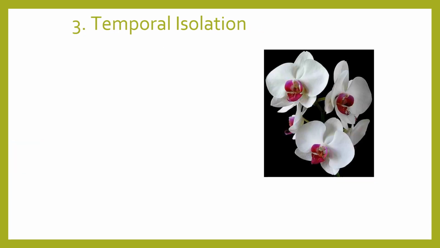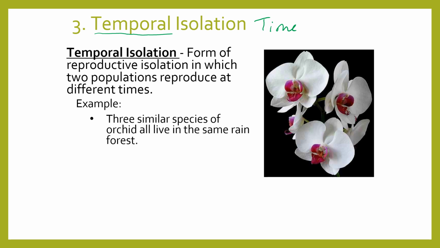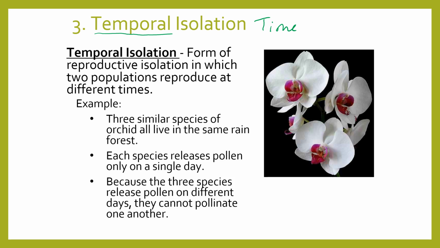So our final one is temporal isolation. So this right here is most likely time. And there it is, where two populations reproduce at different times. The most common one would be with plants. So three similar species of the same orchid all live in the same rainforest. Each species releases pollen only on a single day. Because the three species release pollen on different days, they cannot pollinate one another.